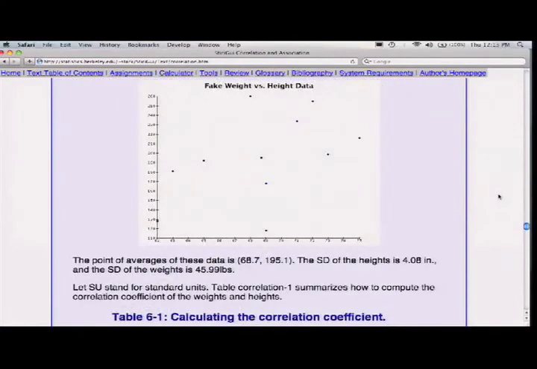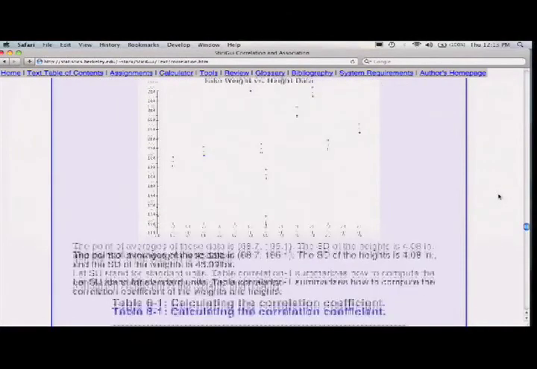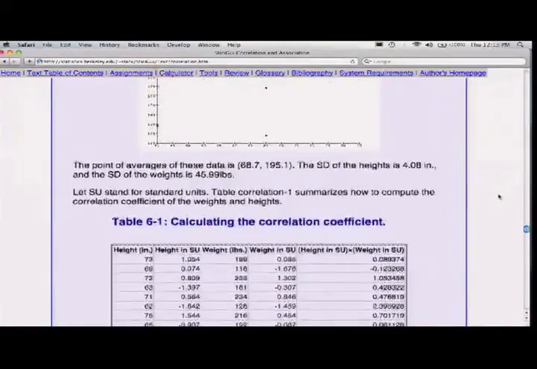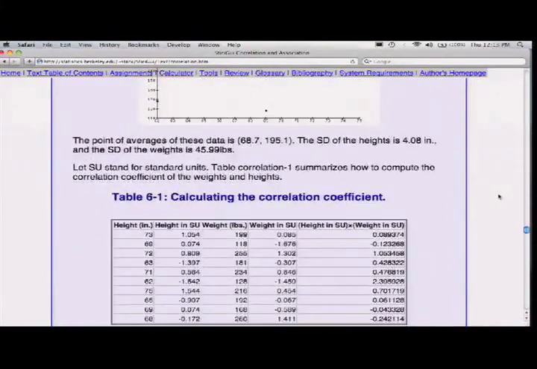And so the mean of the list is, in this case, being told to you: the mean of the weights is 195.1 and the standard deviation of the weights is 45.99. So if we take 199, subtract 195.1, divide by 45.99, we get 0.085.